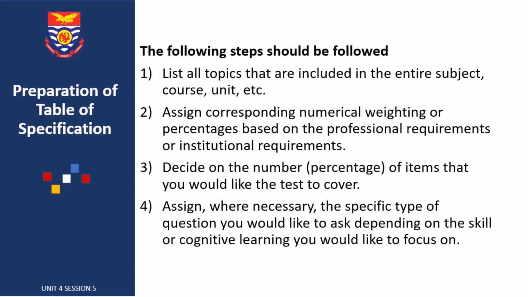The following steps should be followed when you want to construct a table of specification. You list all topics that are included in the entire subject, course, or unit you want to teach. Say you've taught 3 topics this semester and you are in Form 2. Which topics are you going to include in your exams? You may decide to include some of the Form 1 topics and then most of the topics you've taught currently. So it's the end of final exams. What topics are you going to include? It's a mock examination. You list all the topics you want to include. Sometimes you leave some out because you've not covered the entire topic.